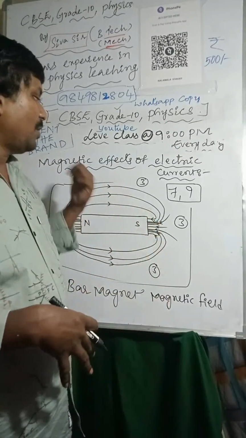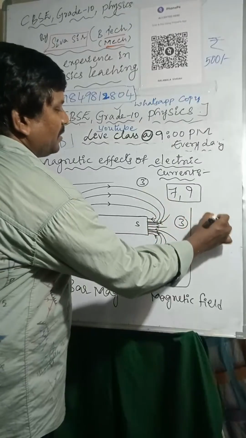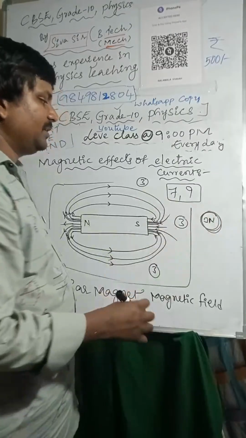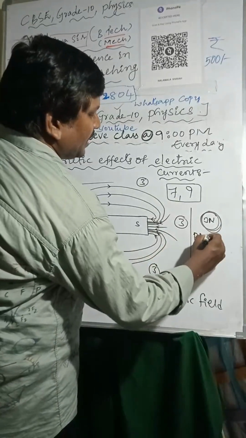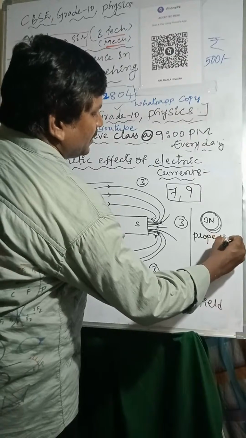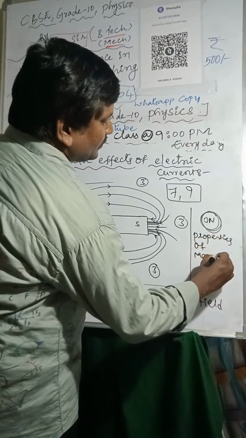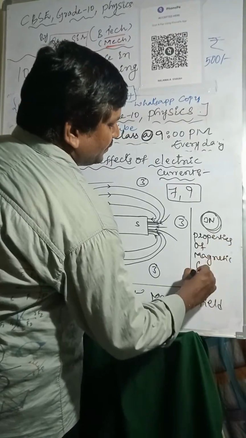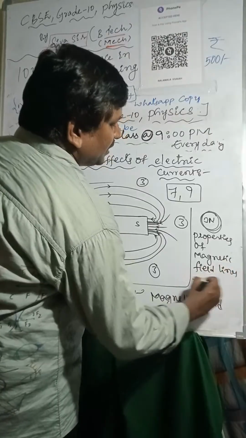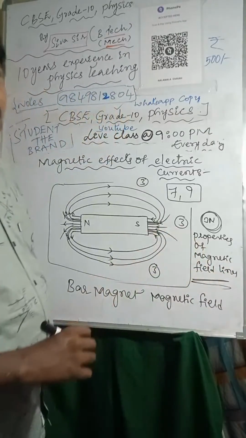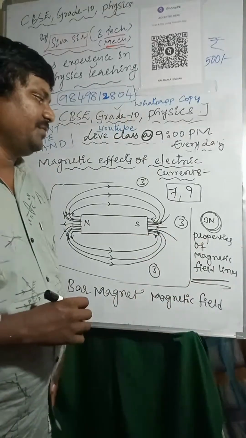The properties also you have to learn. Properties are definitely a 3 marks question. Make sure that you learn the properties of magnetic field lines. It is a very important 3 marks question, an expected question for the board exam: properties of magnetic field lines.